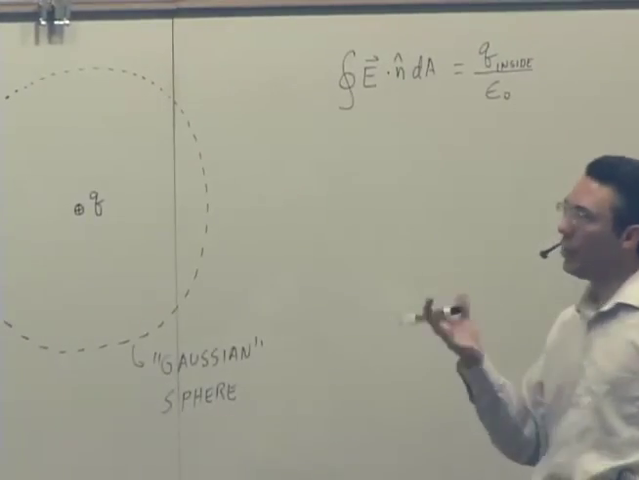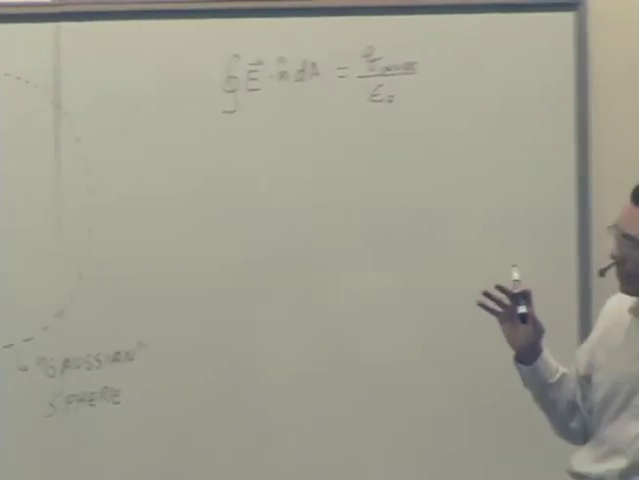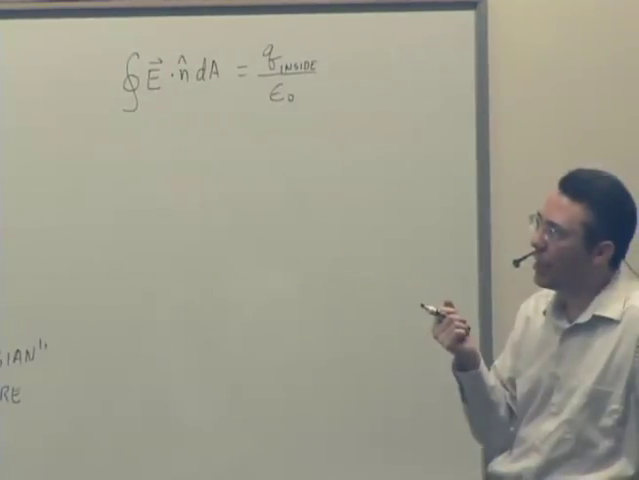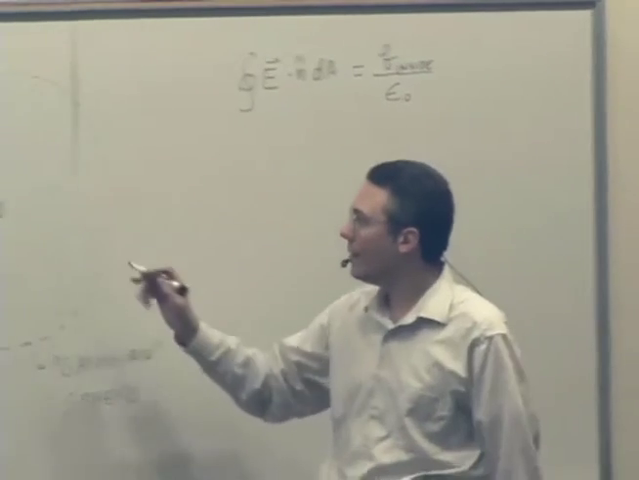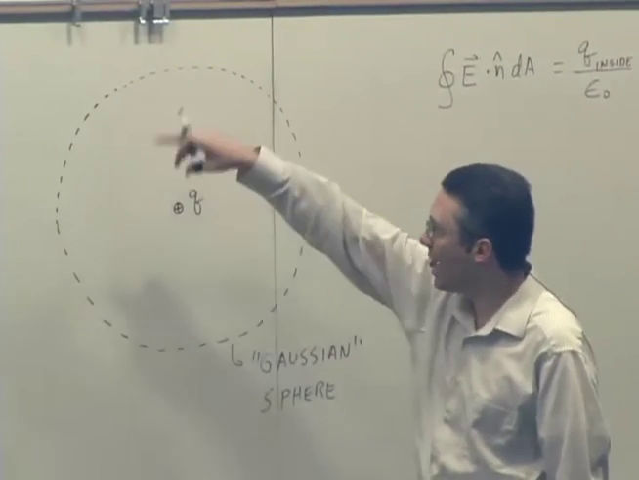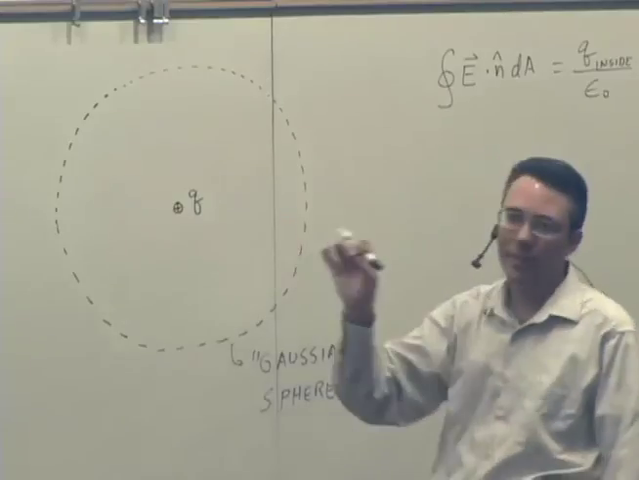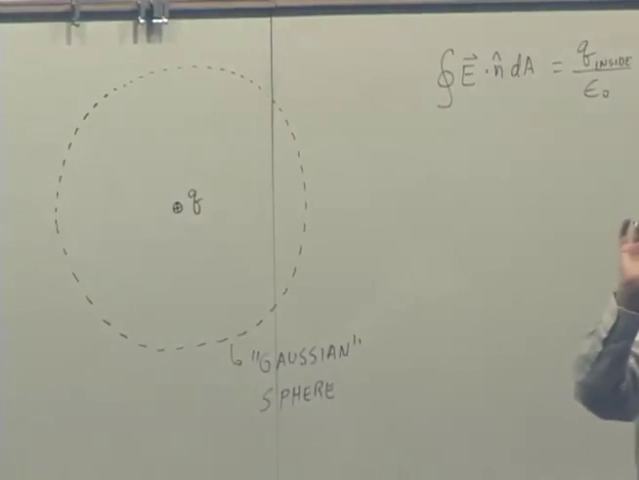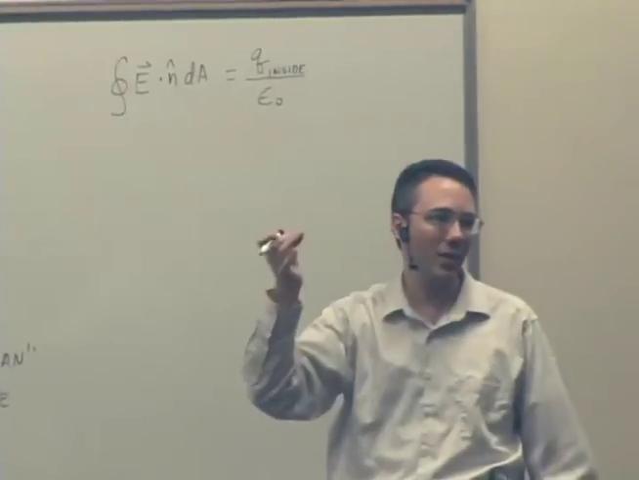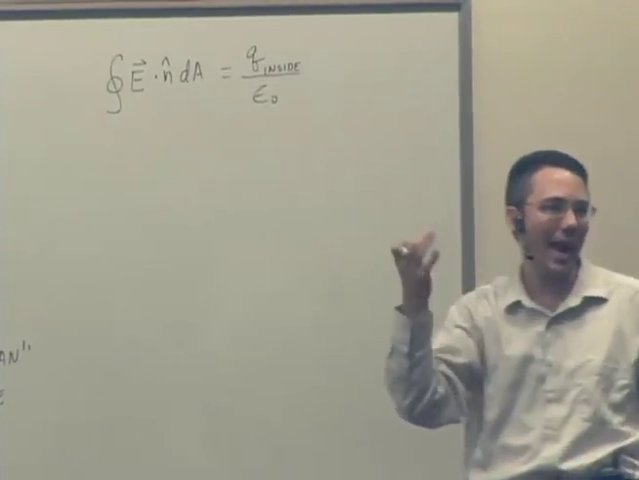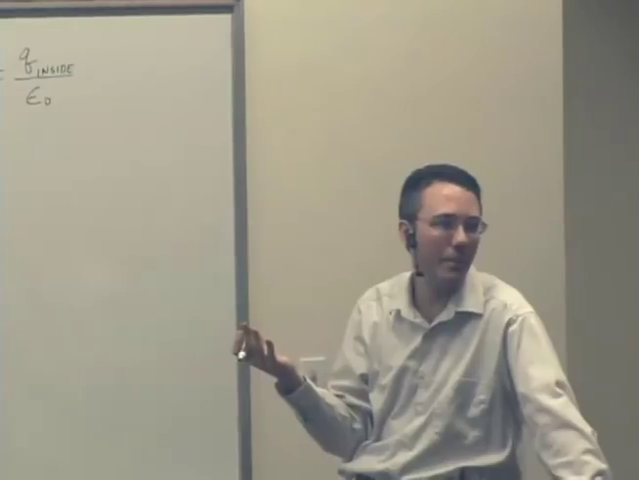But you could do some reasoning about the symmetry of the situation. And you could say that, okay, I know that no matter what direction I'm looking at the charge, it looks the same, right? I can rotate the charge around in any direction I want. It looks the same to me because it's just a point. It has spherical symmetry, right?